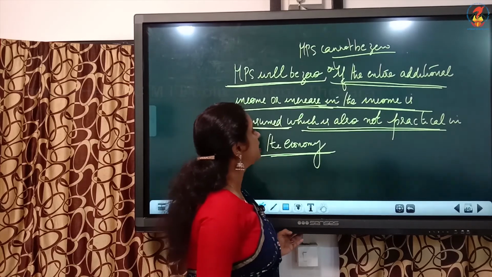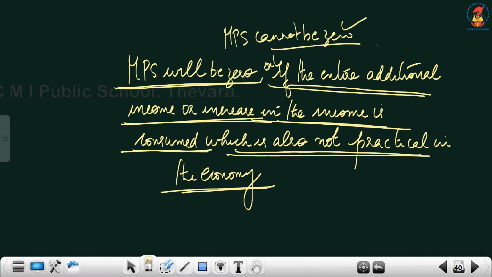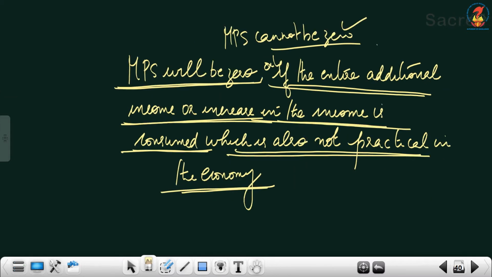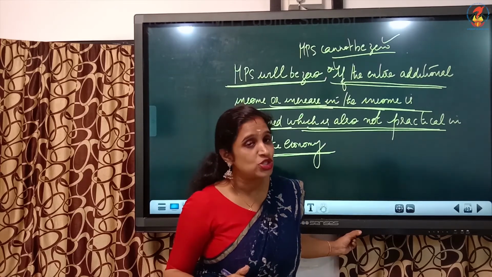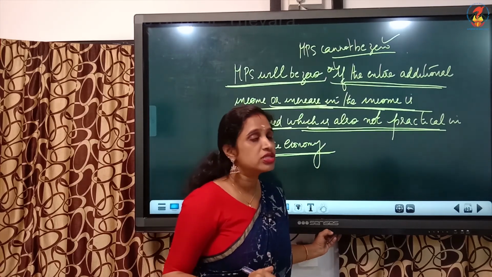So, once again I am repeating, MPS cannot be 1, MPS cannot be 0. MPS lies between 0 and 1. MPS will be 1 only if the entire increase in the income is saved, and MPS will be 0 only if the entire increase in the income is consumed. Nothing is saved. That is not practical. Saving has to happen in the economy for the investment to take place. So, the value of MPS should lie between 0 and 1.